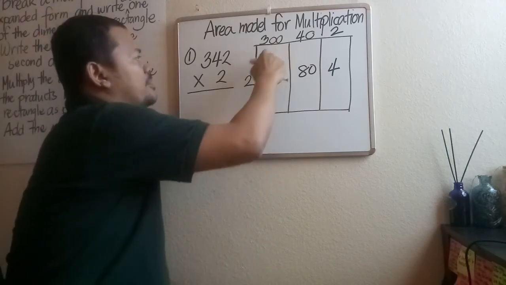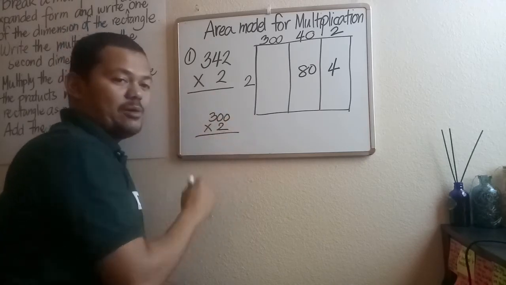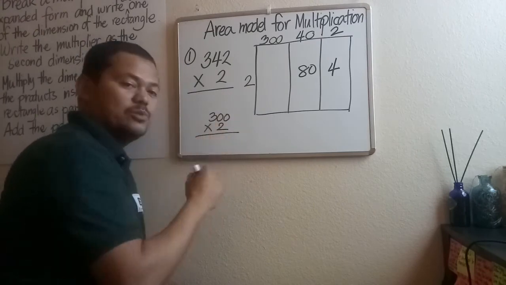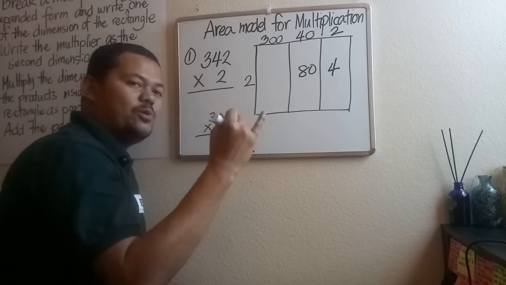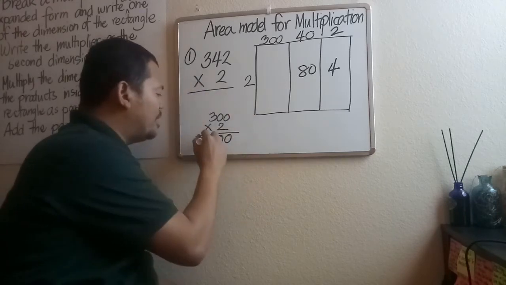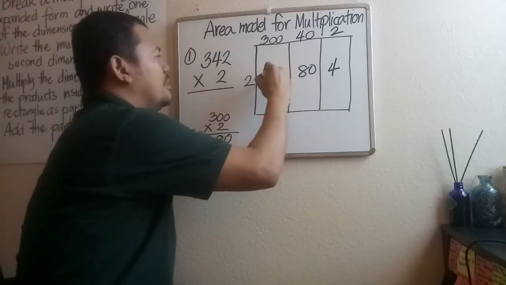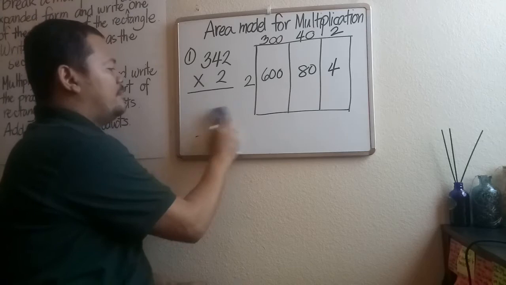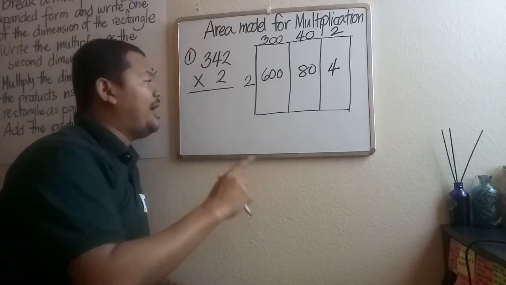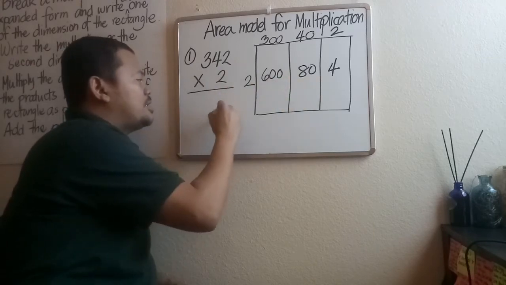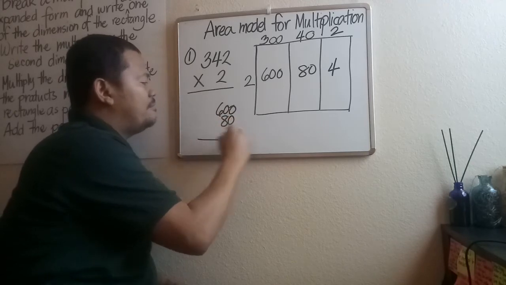Next, 300 times 2. How many zeros? 2 zeros. 1, 2. Then 2 times 3. 2, 4, 6 equals 6. So 300 times 2, you got there 600. There you go. Right there, 600. Then when you find your partial products, that's the time you add all of them all together. So 600 plus 80 and plus 4.